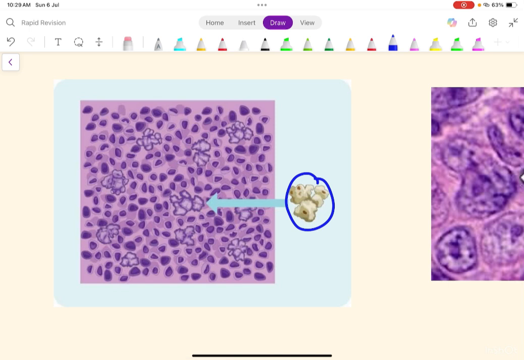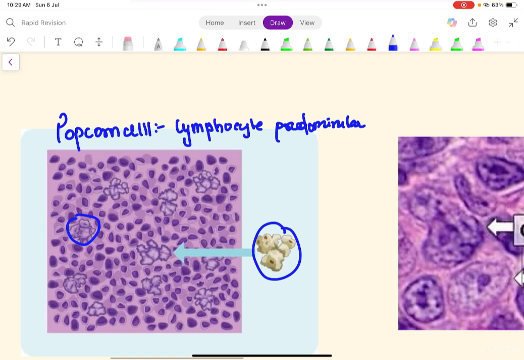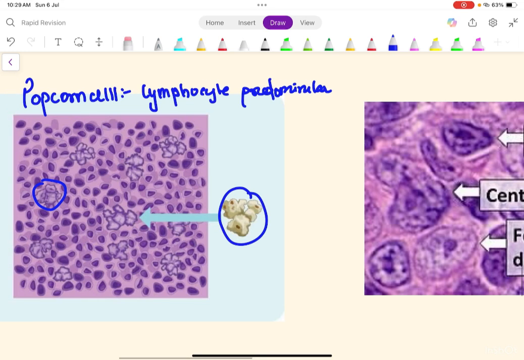Now next photograph, I want you to remember the type where it is present. See, these are our popcorns. So this is a popcorn cell. See, they look like popcorns, right? Now this is present in the lymphocyte predominant type. If you remember, lacunar was in nodular sclerosis. See, P for popcorn, P for predominant. That's how you're going to remember it. Hodgkin lymphoma, predominant type.